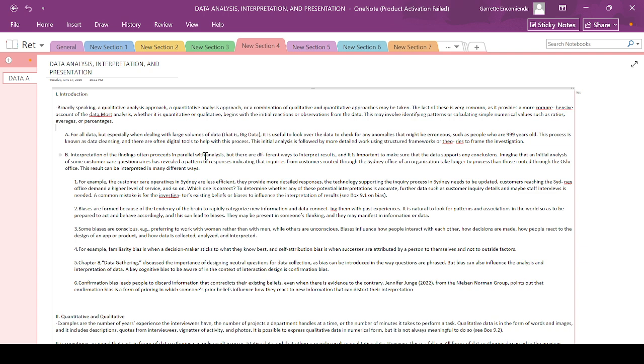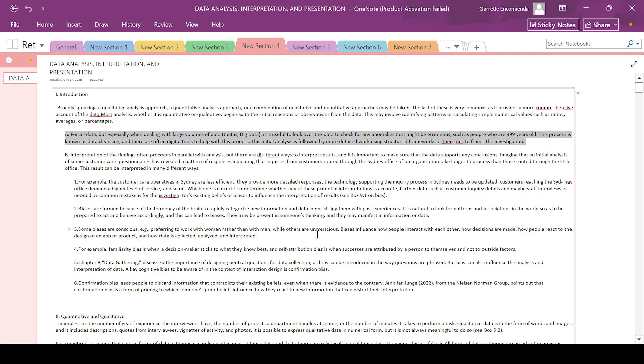So before we analyze the data, quantitative and qualitative or a combination of both, it starts first with the observation of how the data currently is, by identifying the pattern or calculating simple numerical values such as ratios, averages, percentages, medians. So the basic facts about the data.